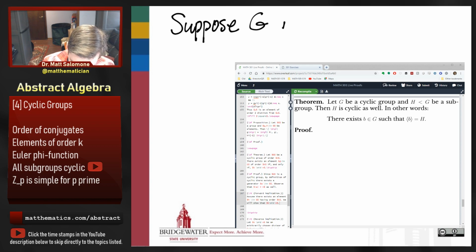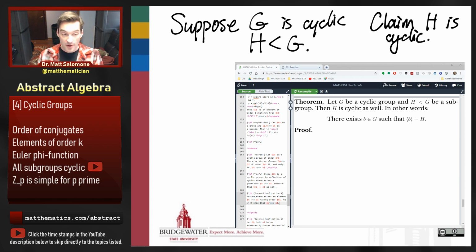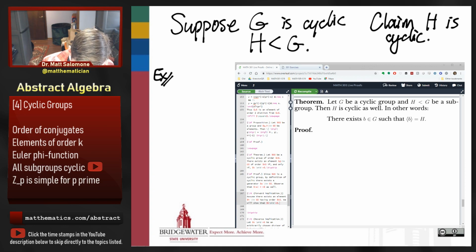So let's suppose that G is cyclic and H is a subgroup of G. Then I want to claim that H is cyclic as well. Right? So every subgroup of a cyclic group is also going to be cyclic. Can't guarantee that I'm going to have the time to do this proof justice either, but let's try and think about how we might do this by way of a concrete example.